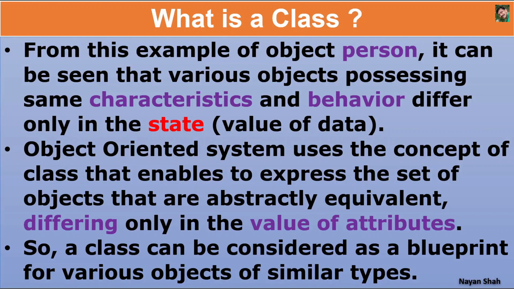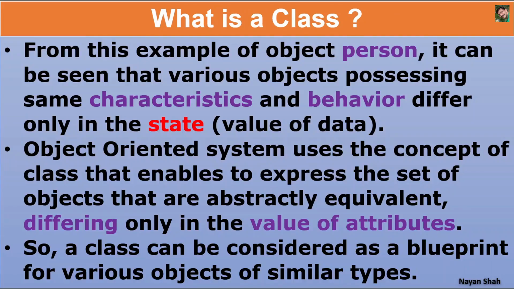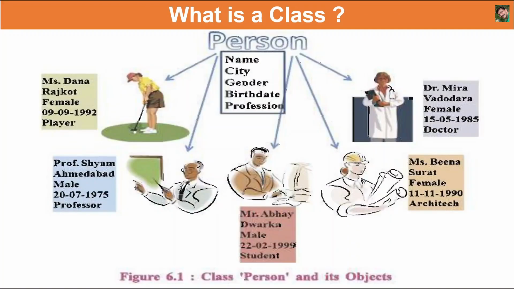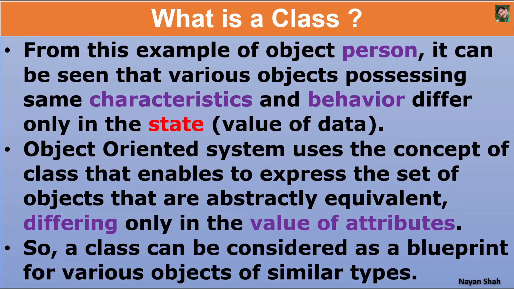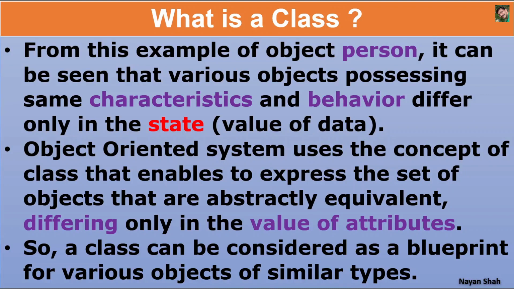Object-oriented system uses the concept of class that enables us to express the set of objects that are abstractly equivalent, differing only in their values. So this is the person class, and that enables us to express the set of objects. There are five objects that are abstractly equivalent: name, city, gender, birth date and profession. They are abstractly equivalent, differing only in the value of the attributes.